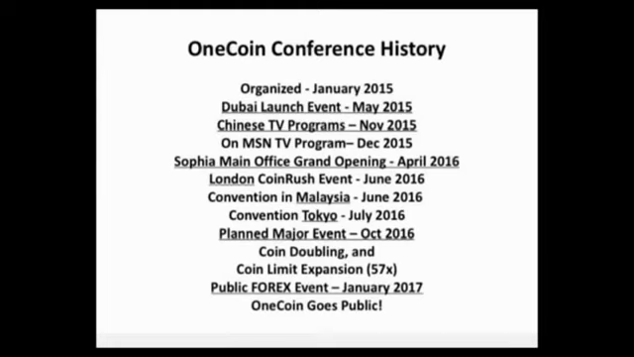They had a big conference in London in June, a conference in Malaysia in June, a convention in Tokyo in July, and a big major event is planned somewhere around October 1st, I believe, where they're going to announce that for everybody that has coins, they're going to double the number of coins in their account. And that's when they're also going to expand the upper limit of the coins by a factor of 57. Then in January, they plan to go public.